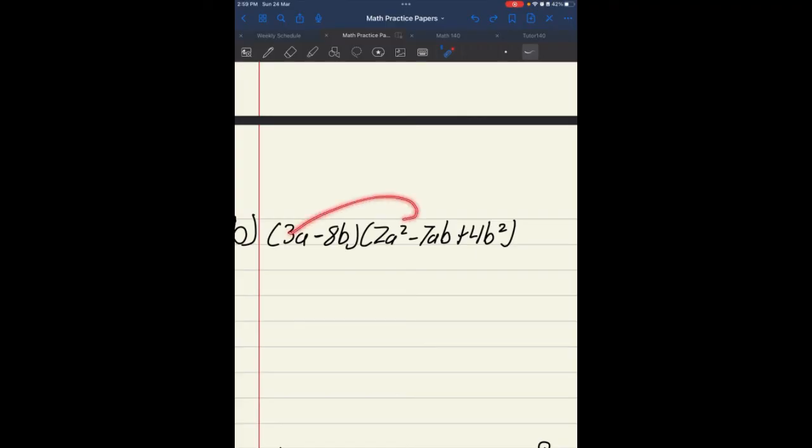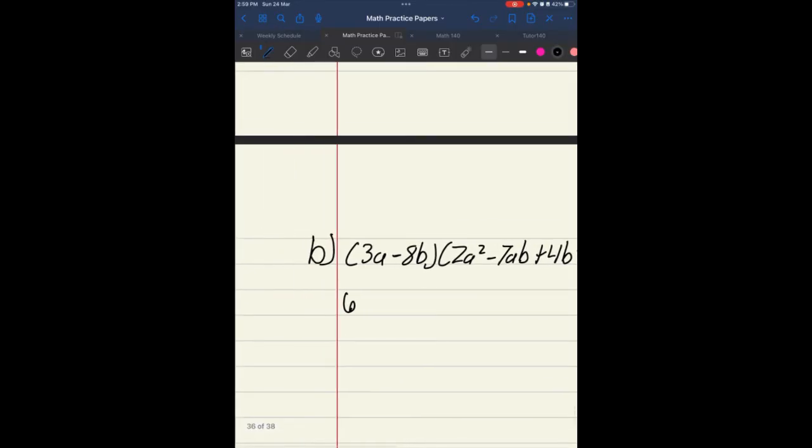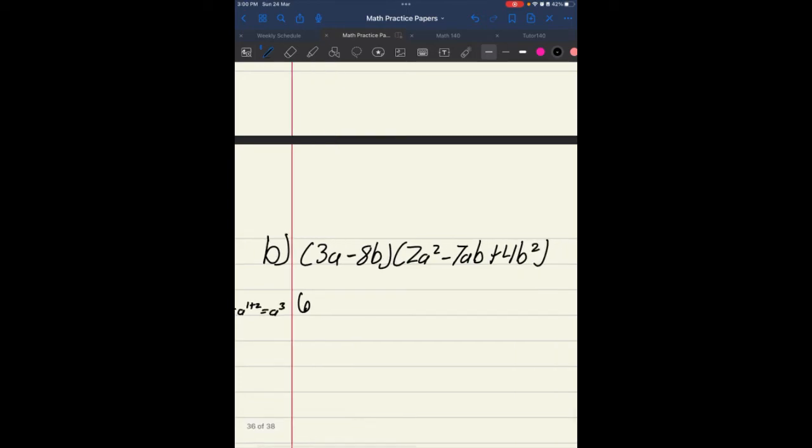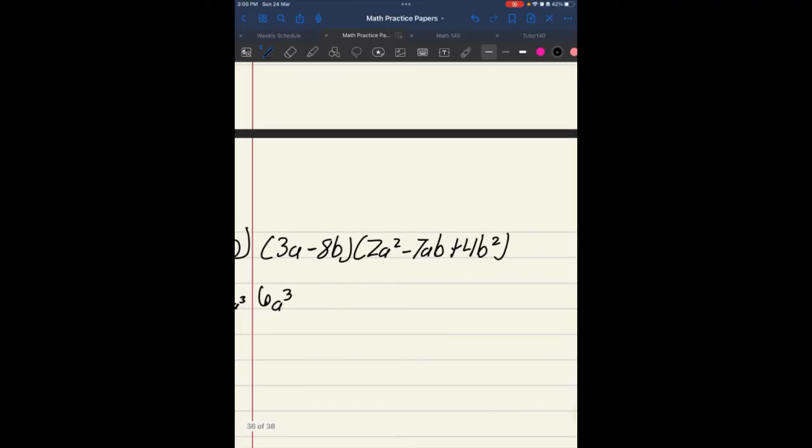3a times 2a squared, that's 6a cubed, because the 3 times 2 is 6. And then a times a squared is a cubed. So we have a times a squared, that's equal to a to the power 1 plus 2, which is equal to a to the power 3. So 6a cubed. Minus 3a times 7ab, that's minus 21a squared b. And then 3a times 4b squared, that's plus 12ab squared.